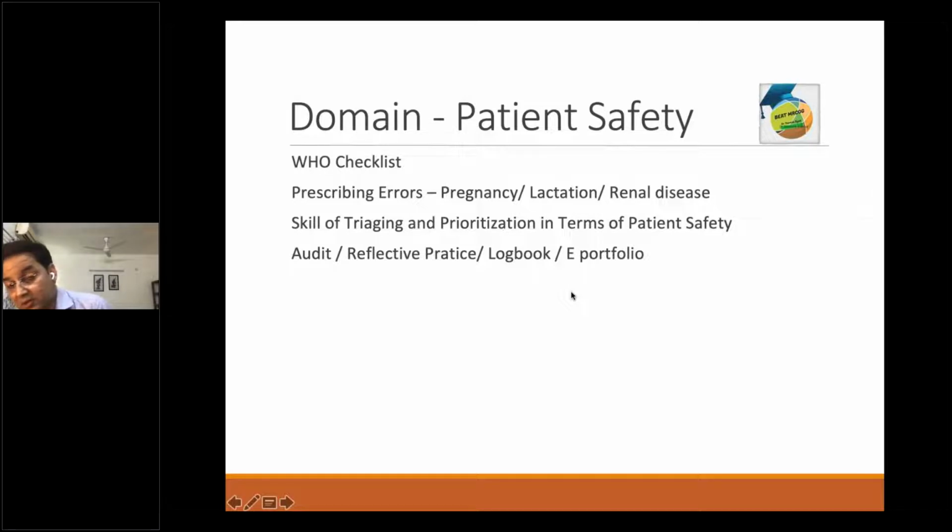The General Medical Council also stipulates that a doctor should constantly monitor his work and try to improve its quality. To do that, you should have an understanding of how these processes, audit, clinical governance, reflective practice, logbook, achieve this improvement in quality and constant monitoring.